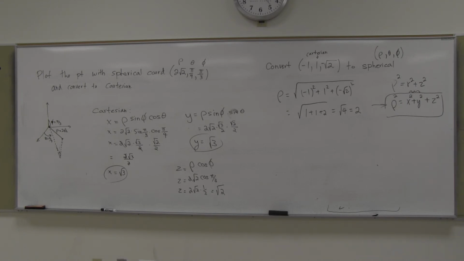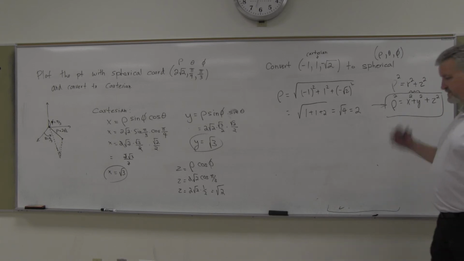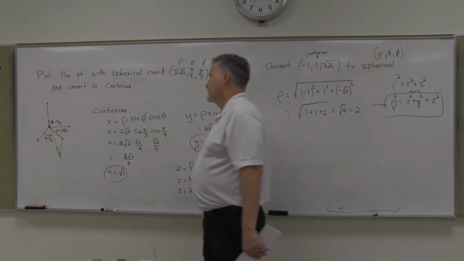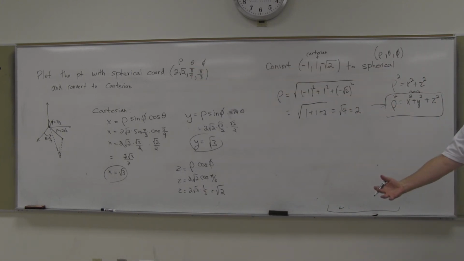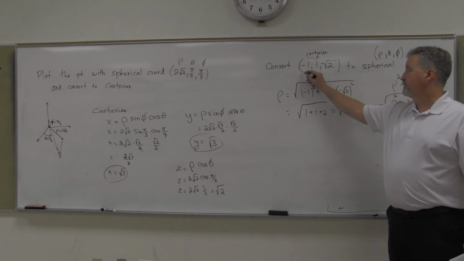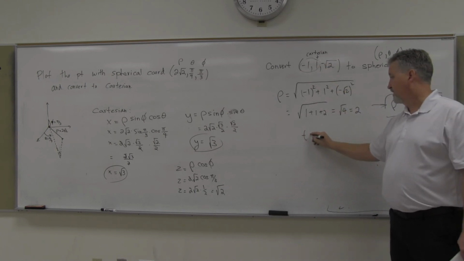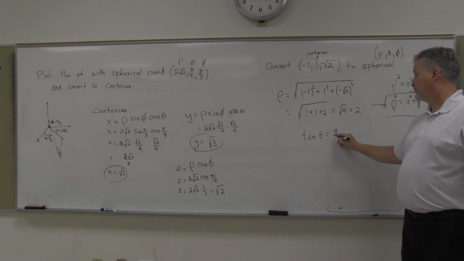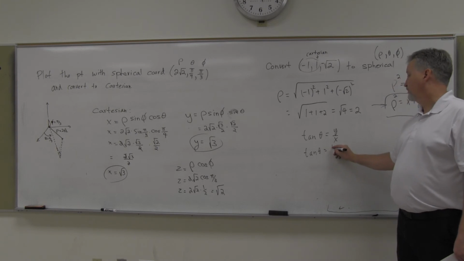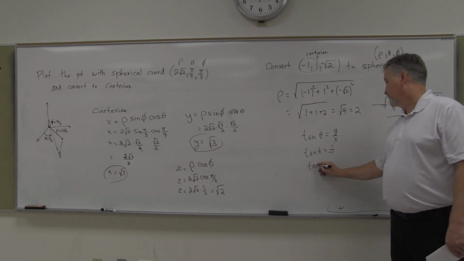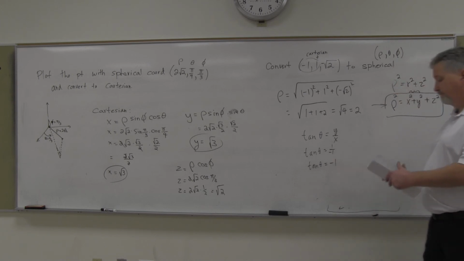Well, theta's the same as, that's the one thing we have worked with before. Theta is the same as theta in polar and cylindrical. How do we get theta in those cases? All we need is x and y, right? Because theta is in the xy plane. Tangent of theta is y over x. So tangent of theta equals 1 over negative 1, which is negative 1.